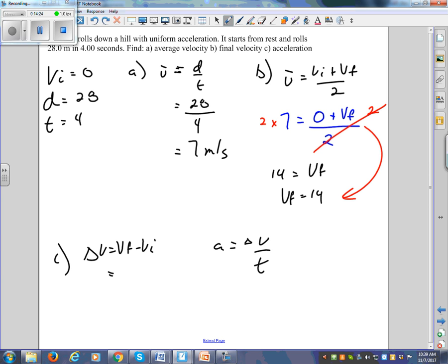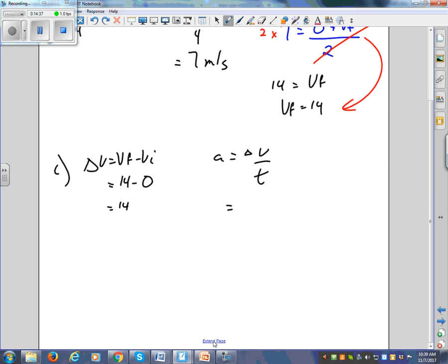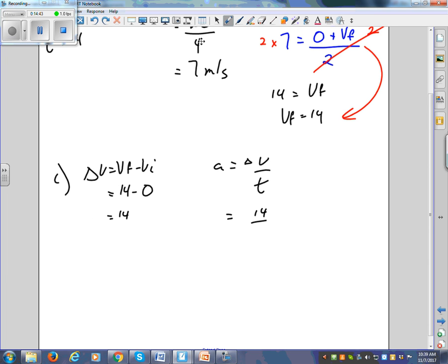Final velocity is 14 minus 0. Oh, it's just 14, right? Is it? It's just 14, is it not? Okay, let's finish this up, and then I got a question for you. So that 14 goes up there. What was the time again? 4. The acceleration is 3.5 meters per second squared. Actually, I got a couple questions that come to mind. I'll pause for a second.